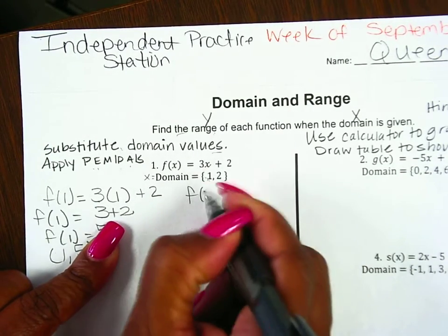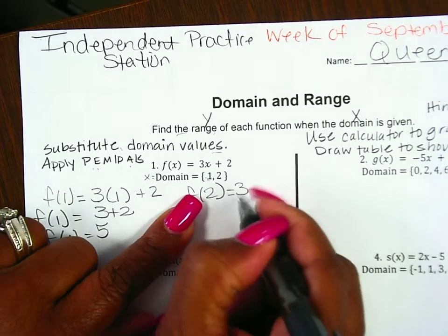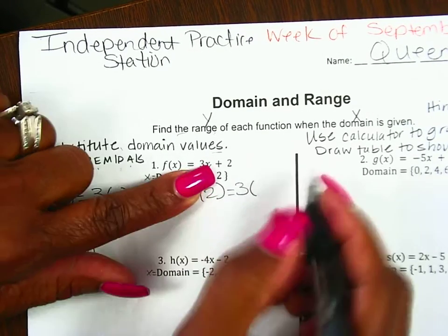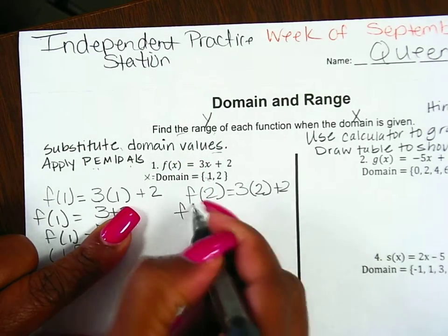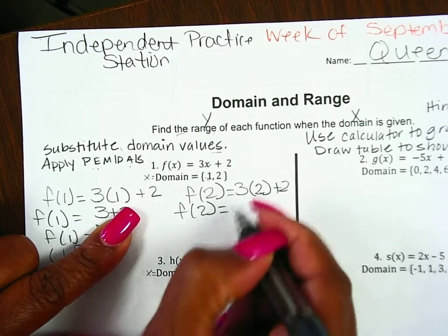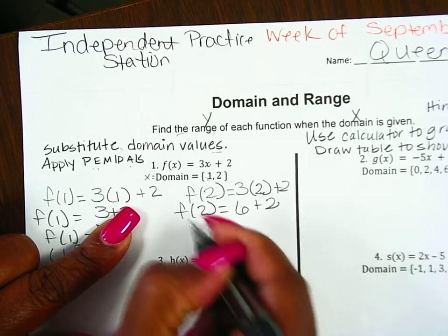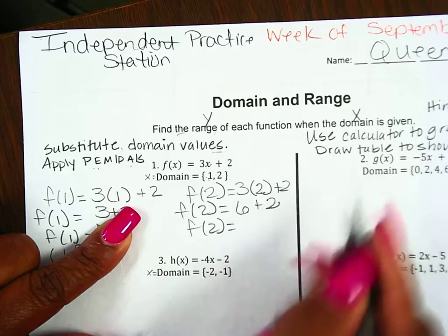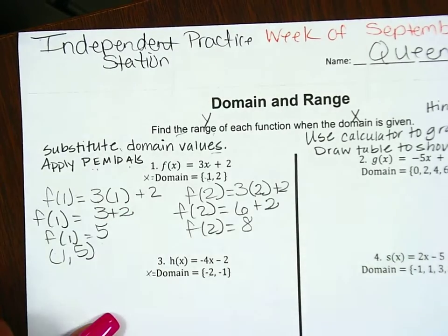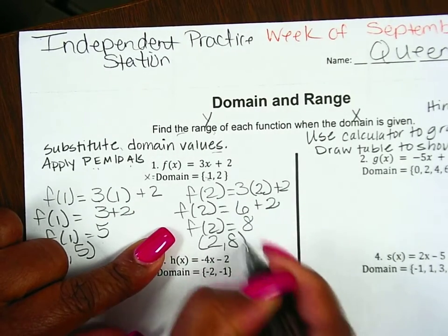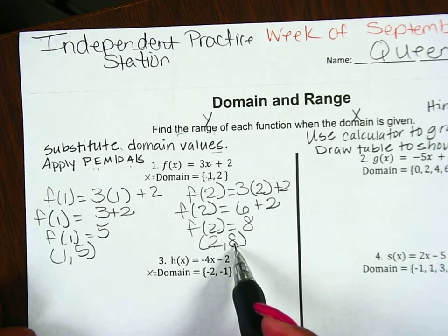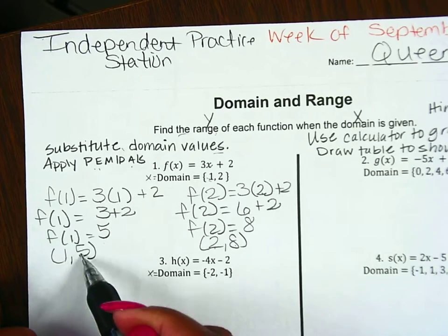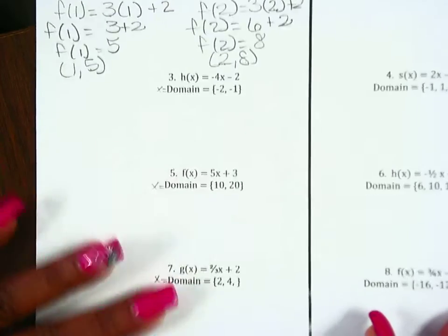Then I'll go to f of 2. The same process: 3 times, replace the x with 2, then bring everything else down for that function. So f of 2 equals 3 times 2 is 6, plus 2. f of 2 equals the sum of 6 and 2, which is 8. Write that as the ordered pair. I just like writing this as the ordered pair so I can know it's the same thing. So here, when my domain is 2, my range is 8. Here, my domain was 1, my range was 5. That's what you're doing for each one of these, okay? Bam, I'm done with that.